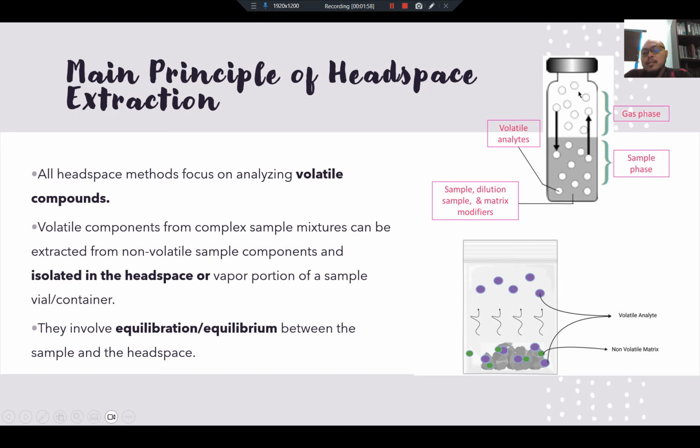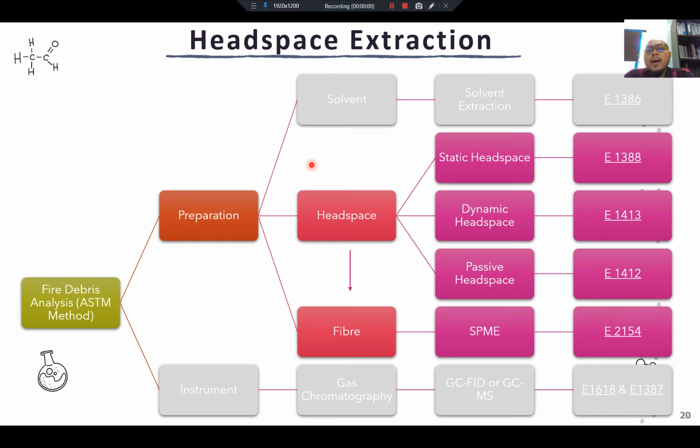So under headspace, you have several types. You have static headspace, dynamic headspace, and passive headspace. And you also have SPME. SPME can be headspace, or it can also be not headspace. Later I will explain that.